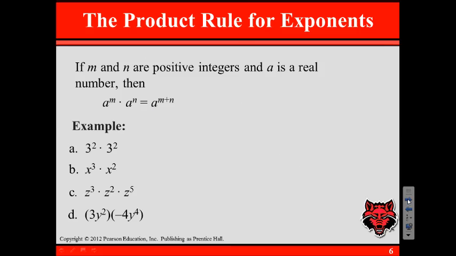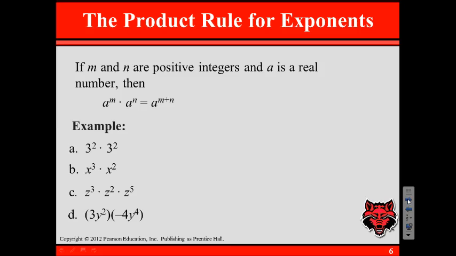There are many exponent rules that we learn in this section. This is called the product rule for exponents. If m and n are positive integers and a is a real number, then we can say a to the m power times a to the n power can simplify to a to the m plus n. Basically, if we have the same base that we're multiplying together, we would add the exponents.